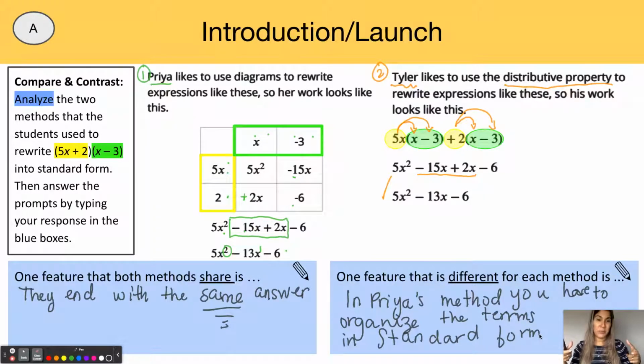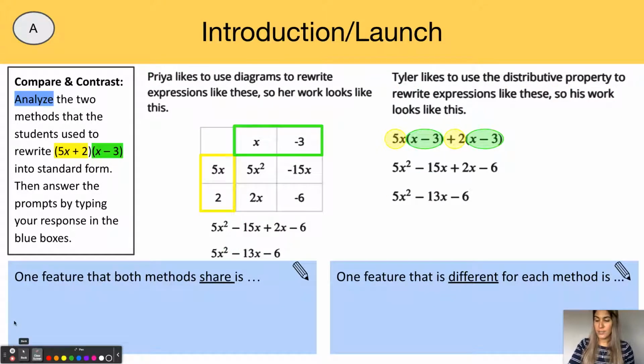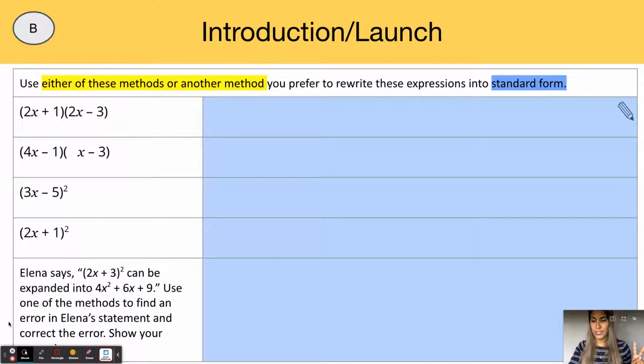There is a second portion of your introduction launch. We are going to see what it's asking, but you are going to work that independently in your classroom or at home. So the second portion of your introduction launch says, use either of these methods or another method to rewrite the expressions into standard form. So it's asking you to take all of these and rewrite them into standard form.